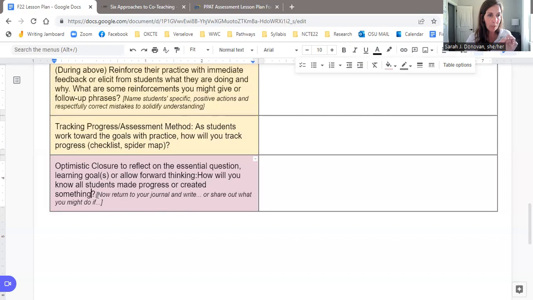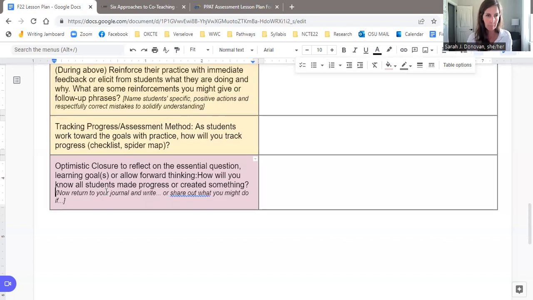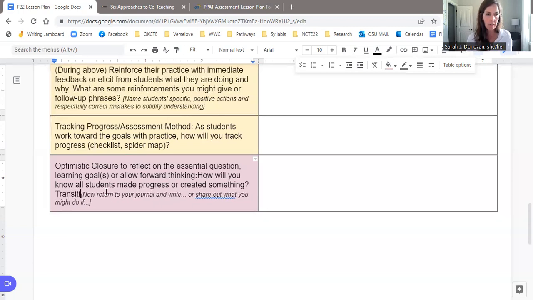procedure. I'm going to add one more thing here. Transition to collect or submit artifacts, assignments, something there, right? Like, now turn this in, making time to make sure that you don't run out of class time in order to take the things that you need.